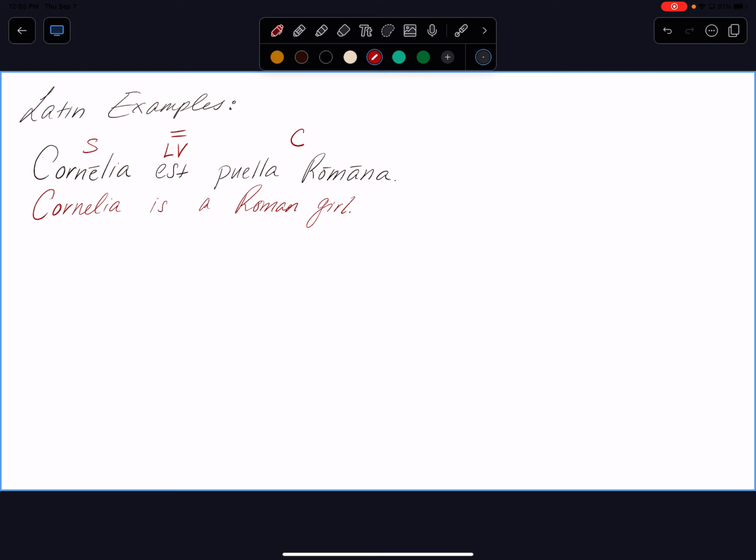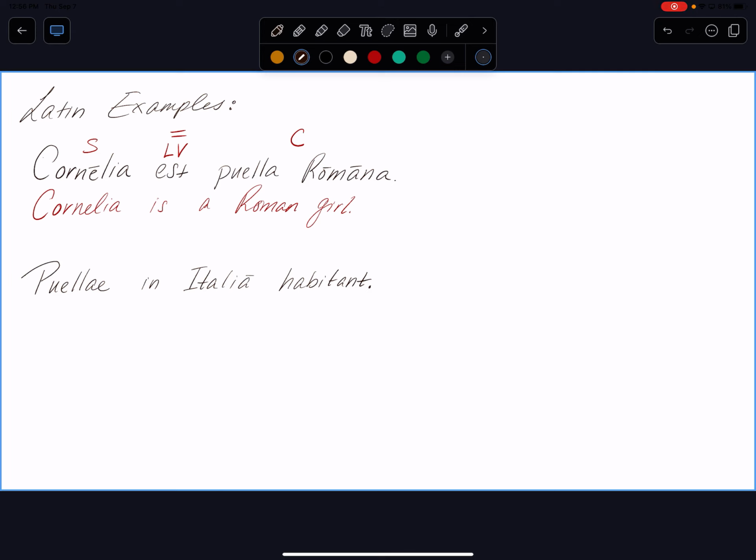Okay. Good. Let's do one more example. Again, remember, leave room above this to mark up. Okay, puellae in Italia habitant. All right, now this does follow the typical convention of Latin word order.